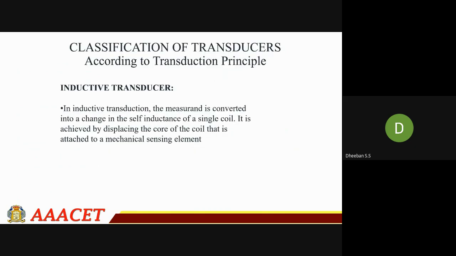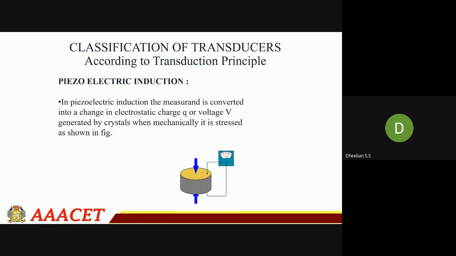Next is your inductive transducer. In inductive transduction, the measurand is converted into a change in the self-inductance of the coil. Here it is based upon the self-inductance of a single coil. The electrical signal is produced by displacing the core of the coil. The next is your piezoelectric transducer, which we have already seen. Based upon your piezoelectric crystal, pressure is applied to it, and on the basis of the pressure, the voltage signal is generated.